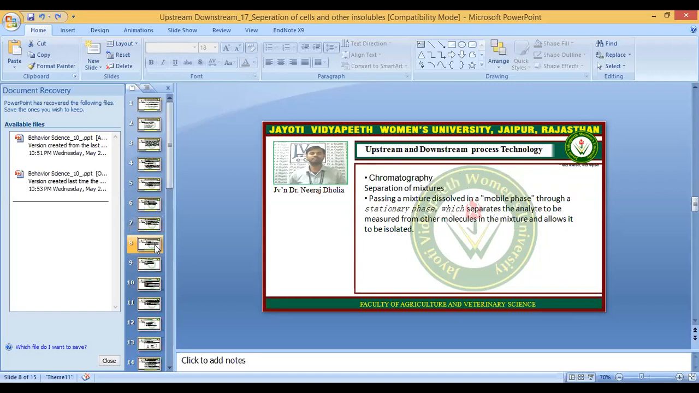So next is the chromatography. So you know very well about the chromatography. Chromo means color, and graphy means representation in the form of a graph.